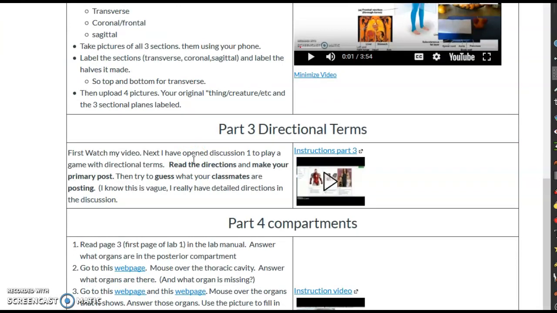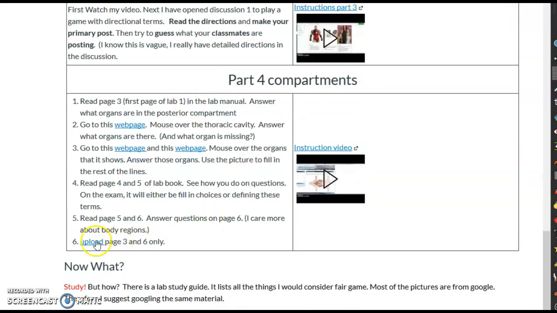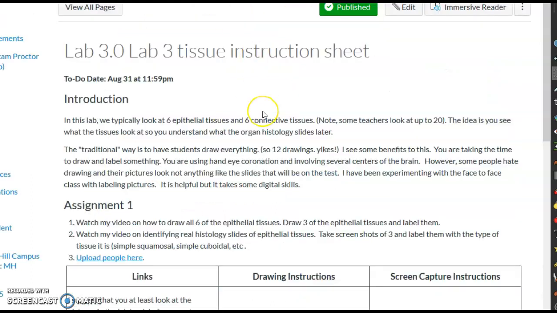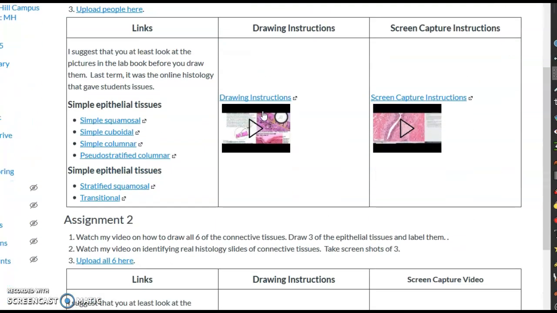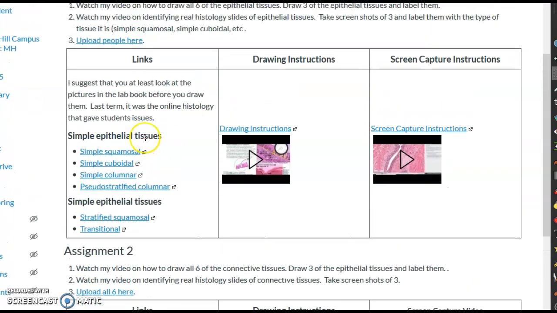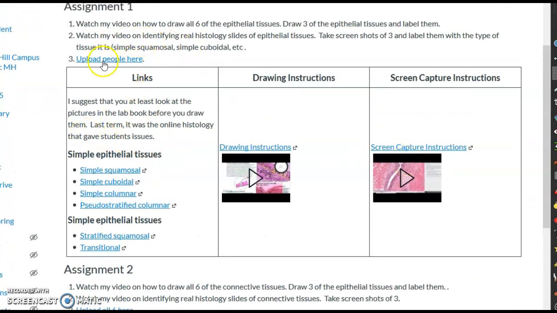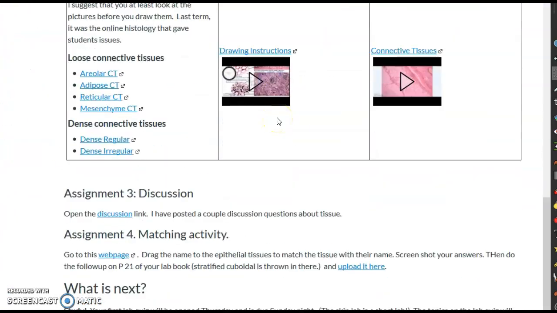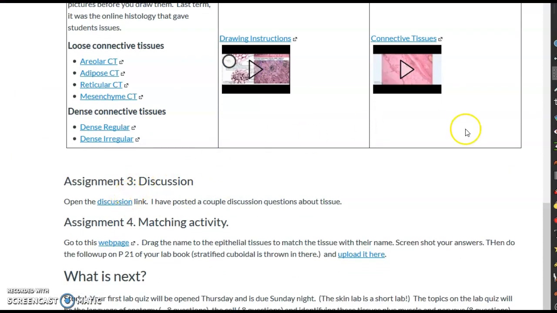Then you might have a discussion. So here is a discussion for directional terms. And usually at the very bottom, I'll have an upload. Sometimes I'll have you upload different subparts. So I'll say upload, upload, upload for different things. So here's a different one. So here it says upload here. So you'll do part 1, upload it all together. You'll do part 2, you'll upload all of part 2 together. And again, the discussion is going to be linked to the lab. So a lot of times you'll have discussions.